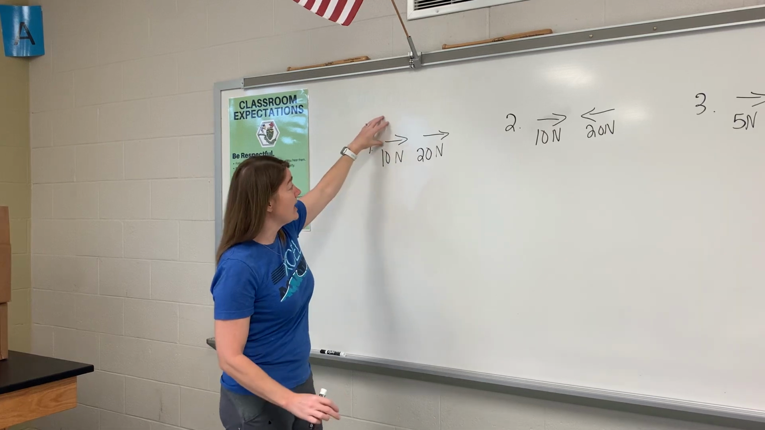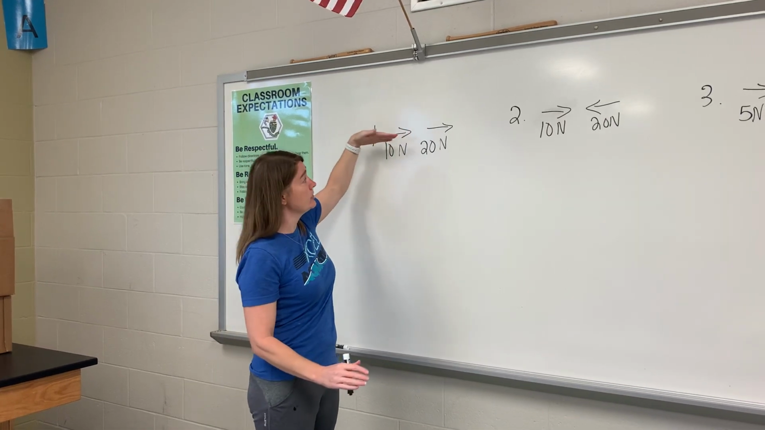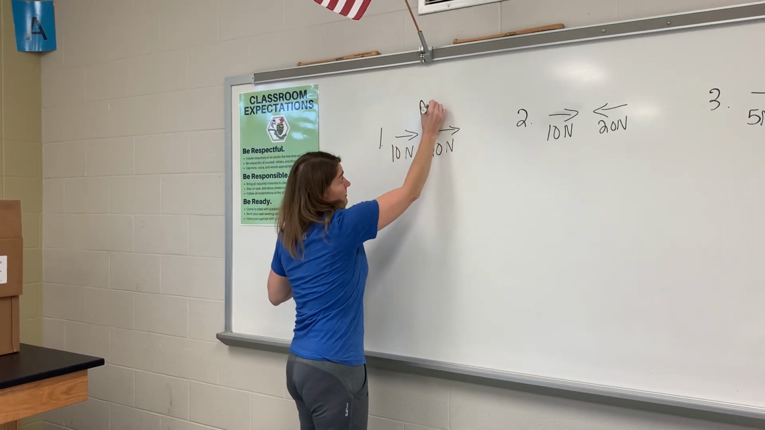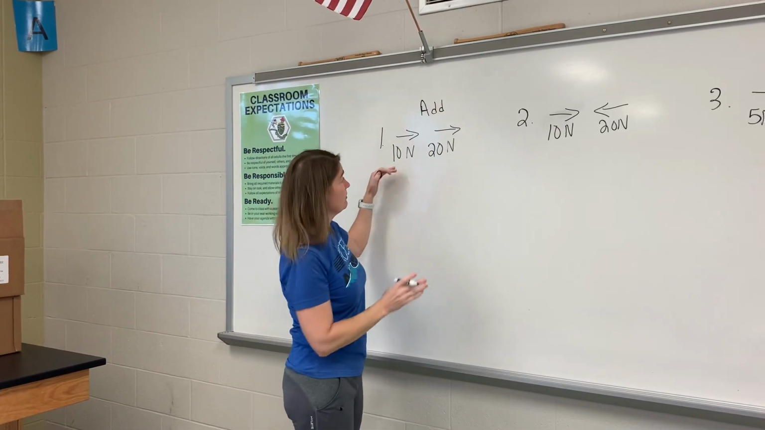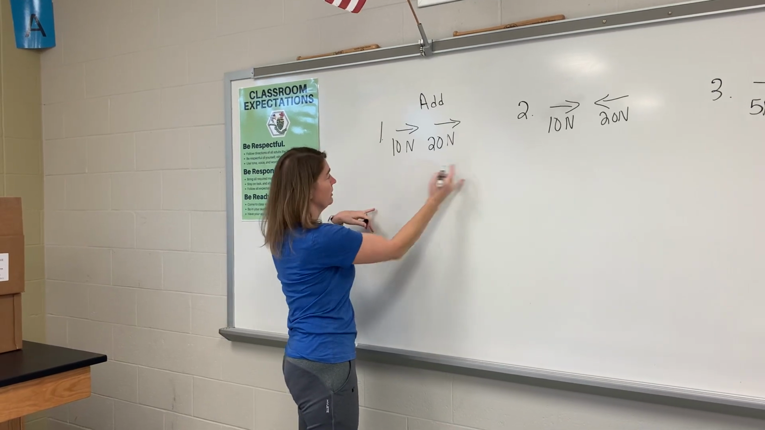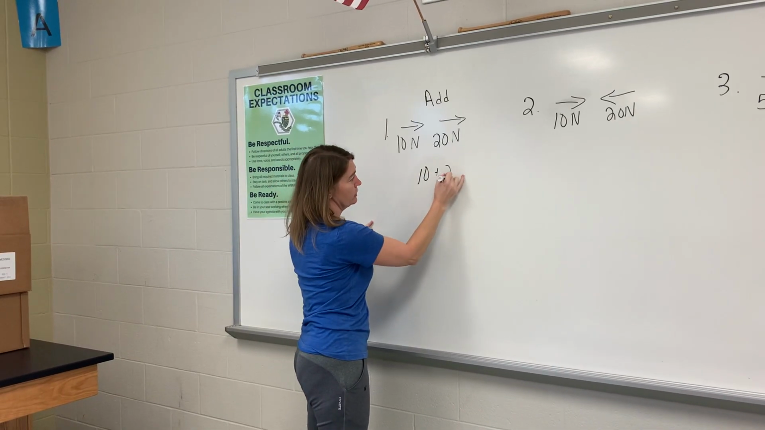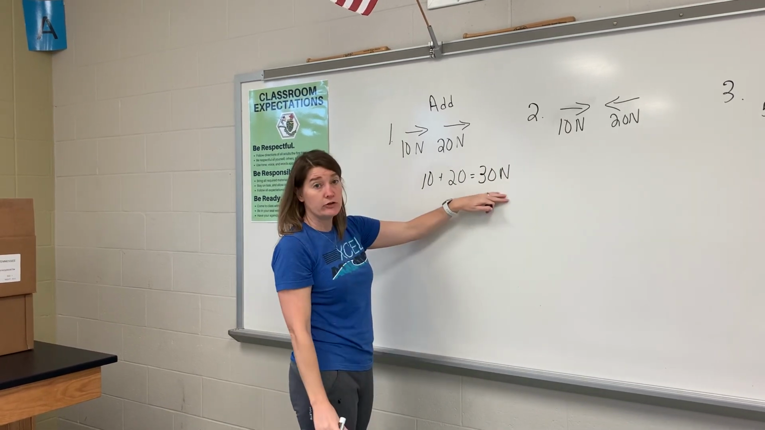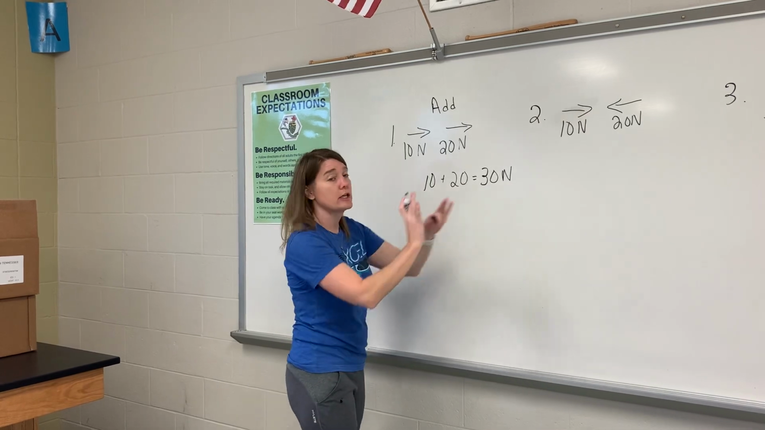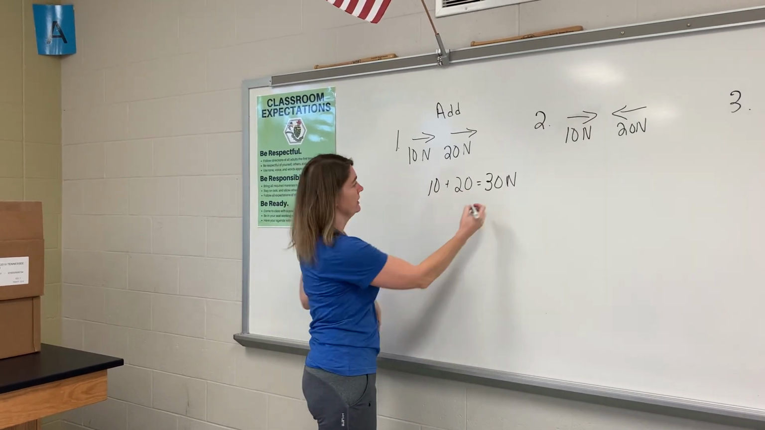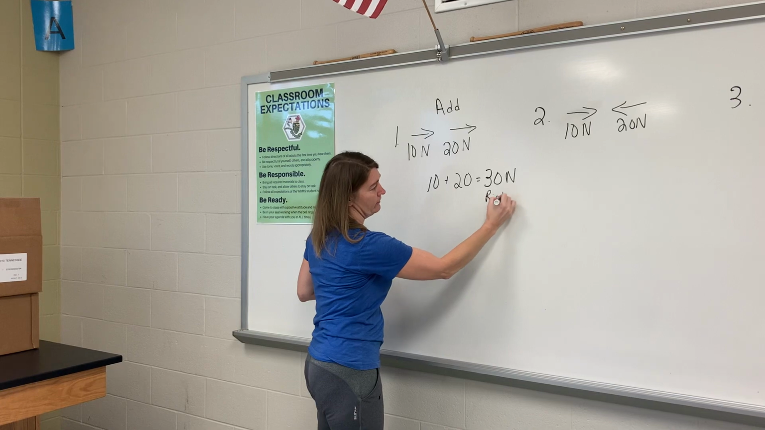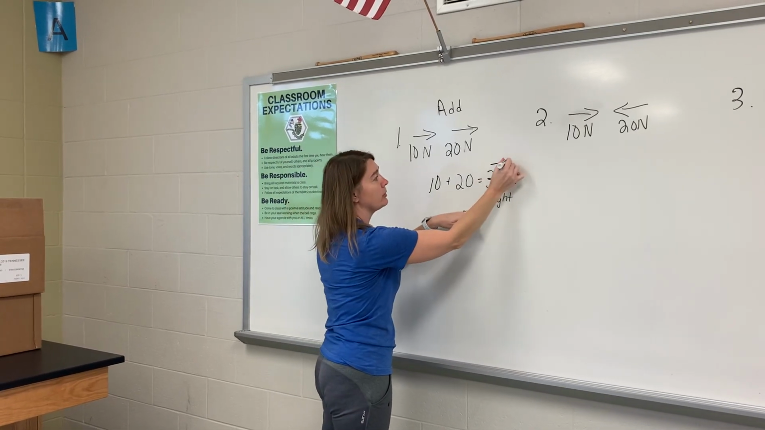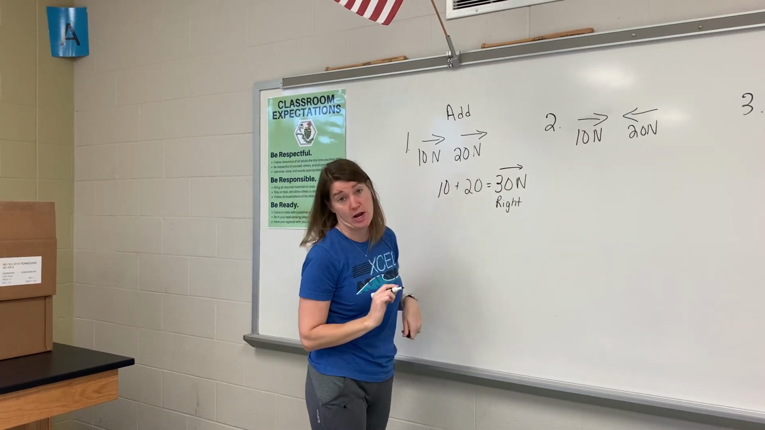Right here, you have these arrows. If the arrows are pointing in the same direction, you will add them. These are both pointing to the right, so we will add 10 plus 20. That gives you 30 newtons. And then you have to put a direction. What direction is 30 going? That would be to the right. If you really want to say east or west, that's fine too, but just give it a direction. You can even put a little arrow at the top if you want to do it that way.